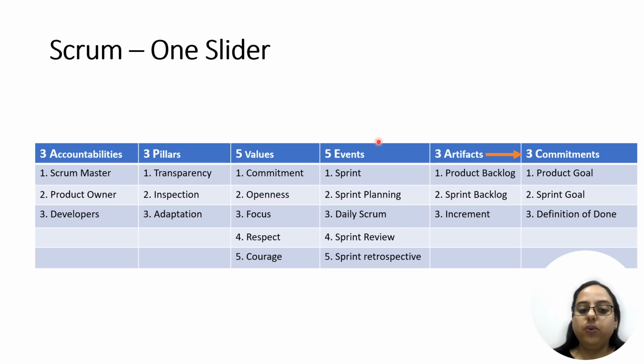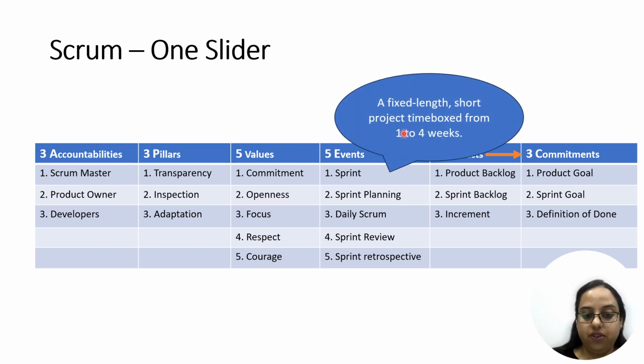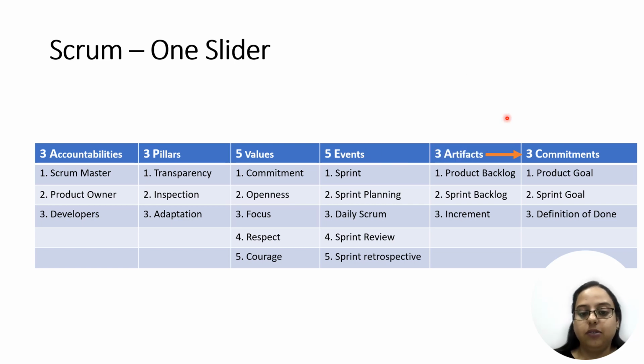Now let's talk about the five events of Scrum. So the first is the sprint itself. The sprint is the container event that contains all other events. So as I mentioned previously, it's a fixed length, short-term project which is time boxed from 1 to 4 weeks. So you can consider a sprint as a project itself, which has its goal, which has its purpose, and the whole team works together to achieve that.